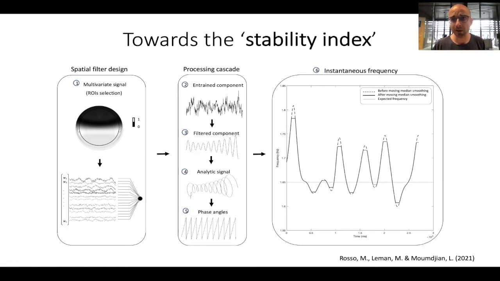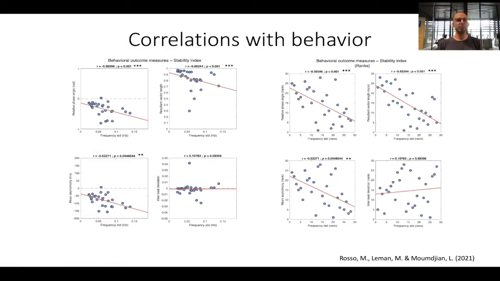higher stability index. When looking at the correlations with behavior, you can see that concerning the accuracy, quantified by means of a relative phase angle of the tapping time series and the mean asynchrony with respect to the metronome expressed in milliseconds, the stability index increases the less accurate the participants are in behaviorally synchronizing with the metronome.